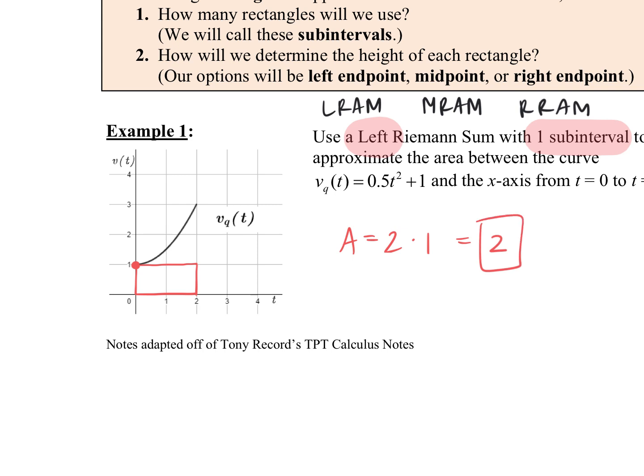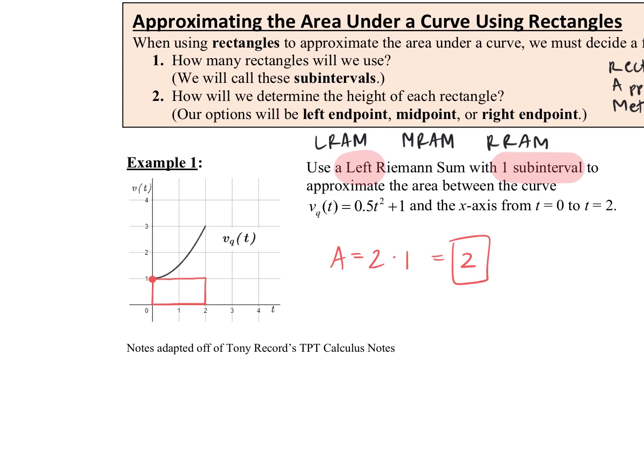Okay, now, did that do a very great job of actually approximating all of the area underneath that curve? No. There's still some stuff that's not accounted for, right? Again, that's why this is called an approximation. We can get closer by using more rectangles, okay? So, moving on to the next one.